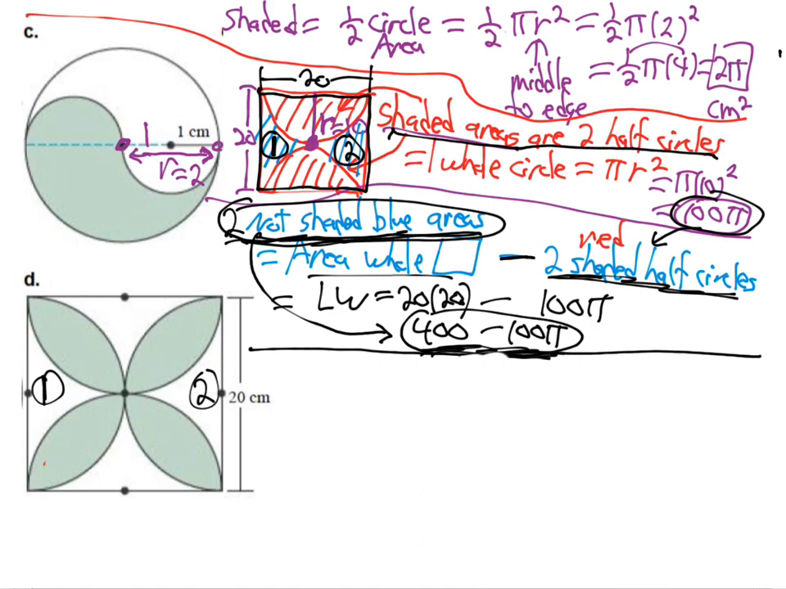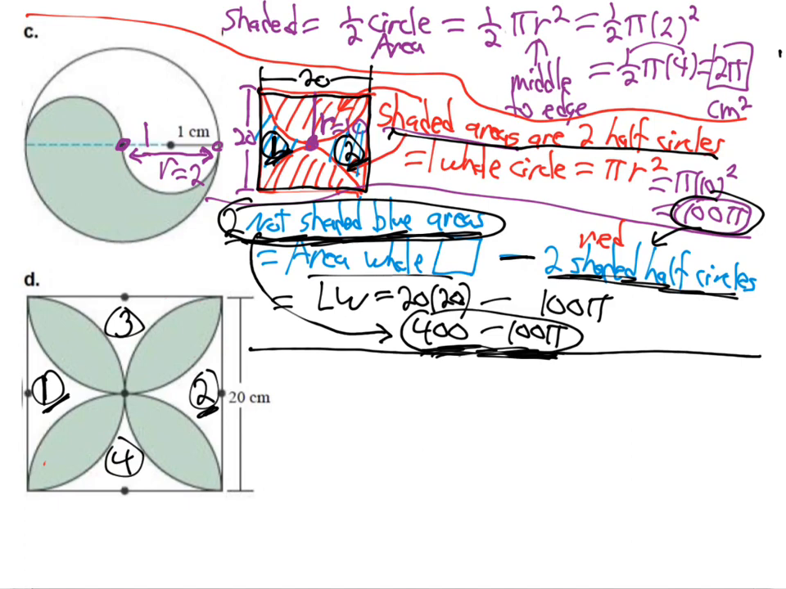The two not shaded blue areas, this area and this area, which is the same as this area and this area, is 400 minus 100 pi. Now, we just do that again because we have 3 and 4. We have two more of the same areas.